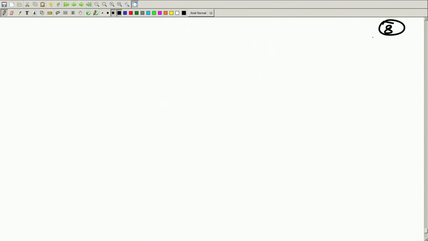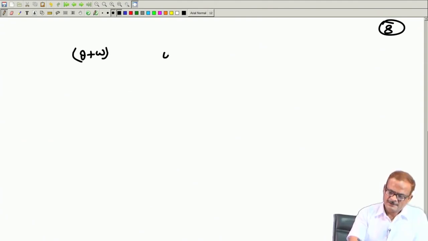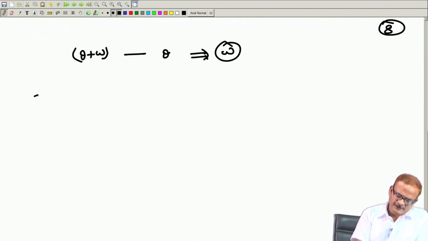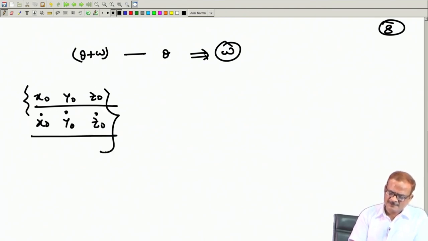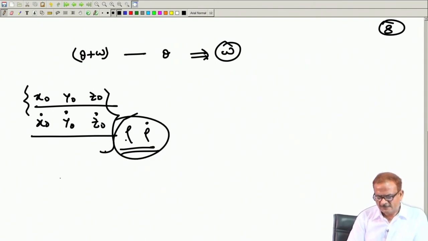Now, there is a problem with this. While we do this θ plus ω estimation, and θ estimation, and then subtract to get ω, what happens is that x0, y0 and z0 are not known exactly. These are never known exactly. You can take it for granted, because these are obtained from range and doppler information after processing from multiple ground stations. So, they will have a certain amount of error.